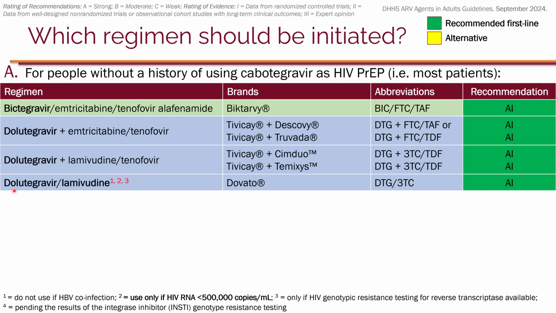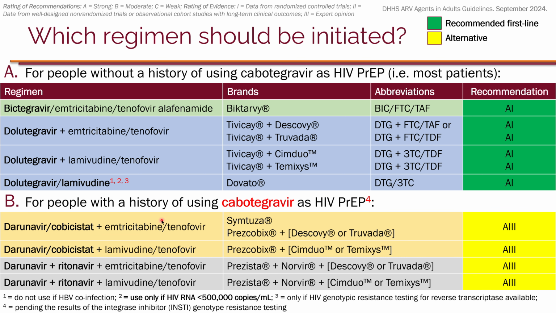We also have a combination of dolutegravir plus a single nuke as a backbone. So this essentially has lamivudine as the only backbone, and this is available as a single tablet regimen, Dovato. These regimens are recommended first line because they are very effective, they have a high barrier to resistance, and they are well tolerated, and they have minimal drug interaction. So these are essentially work very effectively for most patients.